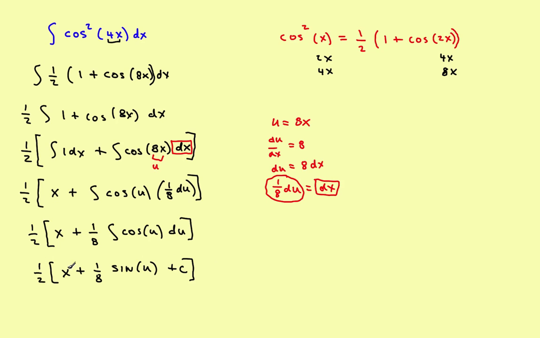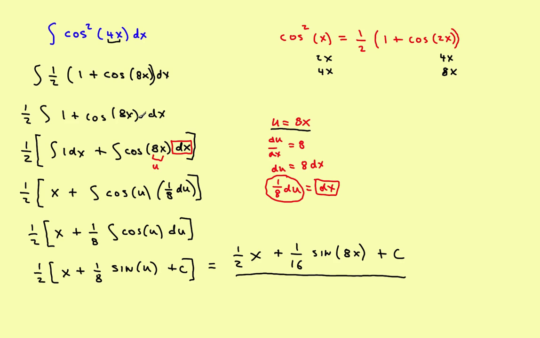And now it's just a matter of distributing this 1/2 and replacing the u with what it's equal to for the final step. So first of all, we'll multiply this through, and you would get 1/2 of x plus, and then a half times an eighth would be a 1/16. And then you'll have the sine of, now it's the sine of u, but u is equal to 8x, so we'll replace that with an 8x here. Add the plus c, and you'll be done.